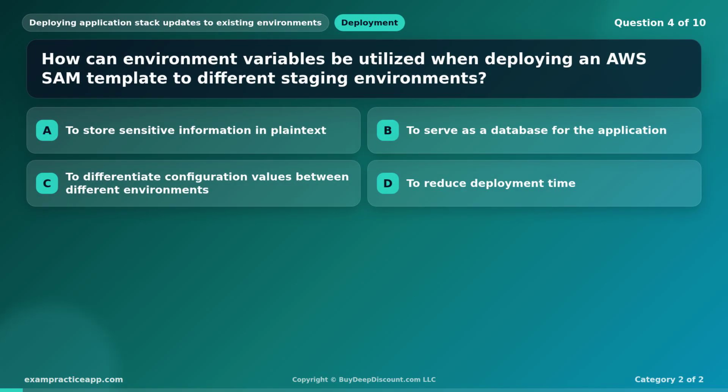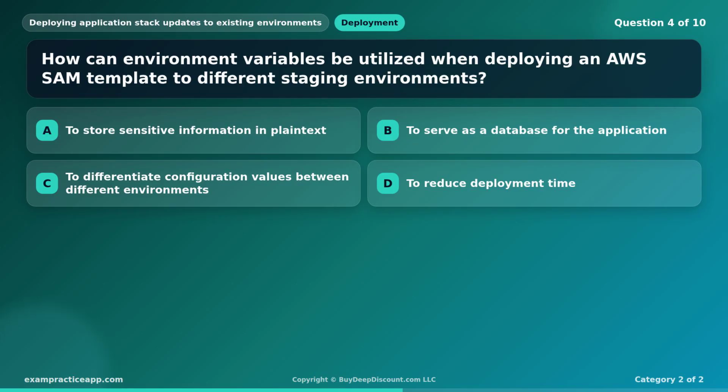Question 4. How can environment variables be utilized when deploying an AWS SAM template to different staging environments? Option A. To store sensitive information in plaintext. Option B. To serve as a database for the application. Option C. To differentiate configuration values between different environments. Option D. To reduce deployment time.